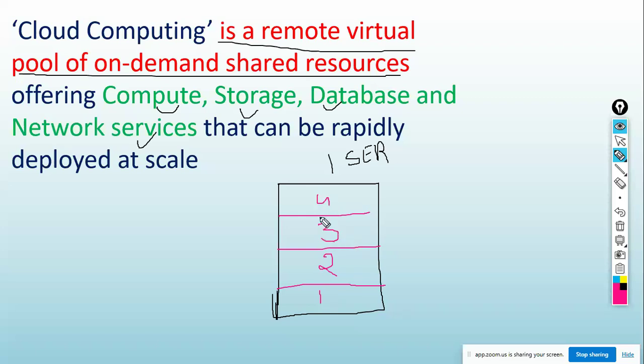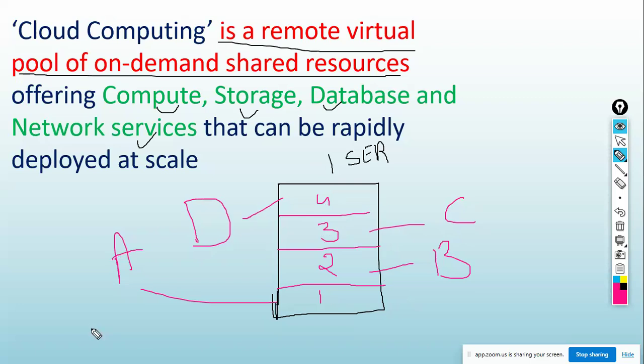So now I make it as four servers. Is it clear? Now, this physical server I can give to customer A, this I can give to customer B, this I can give to customer C, and this I can give to customer D. When anybody, like customer A, tries to launch the EC2 service, he'll be getting the virtual server, not the physical server. That is the meaning of remote virtual.